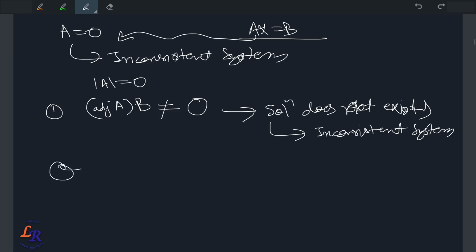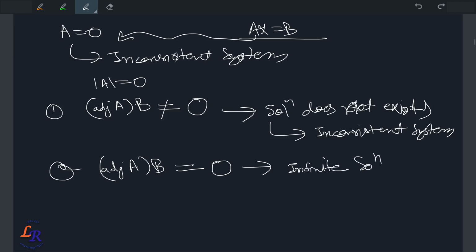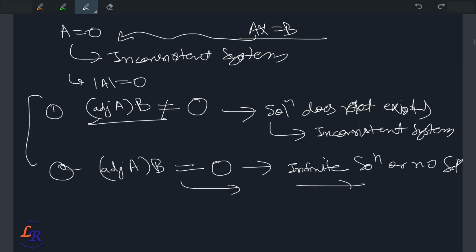Now the other case can be that the product of the adjoint of the given matrix and B is equal to a 0 matrix. In that case there can be two possibilities: either infinite solutions or no solution. So if you are getting an equation where the determinant of the determining matrix is 0, you can check two possibilities. If the adjoint of that matrix multiplied by the matrix B gives you a 0 matrix, then there can be infinite solutions or no solutions.